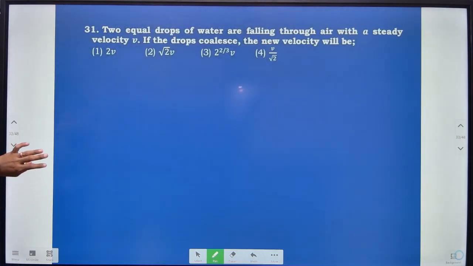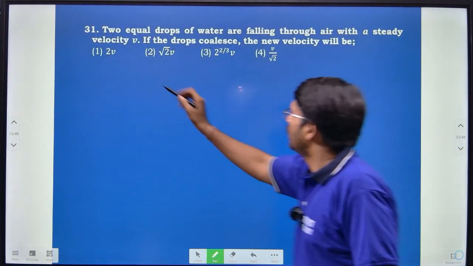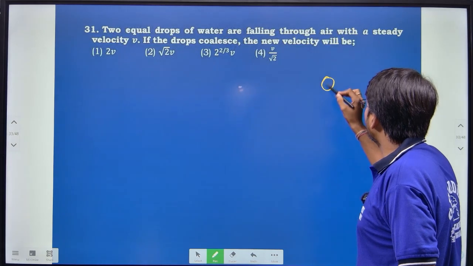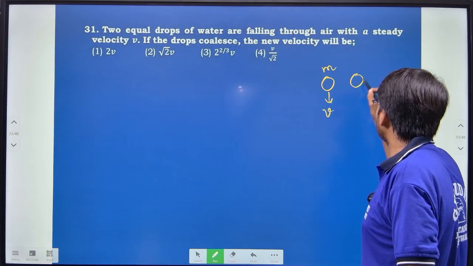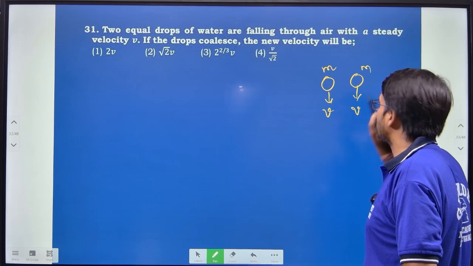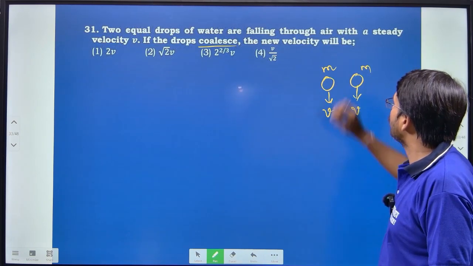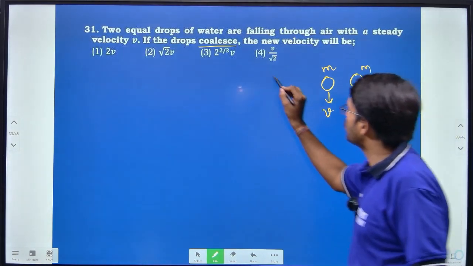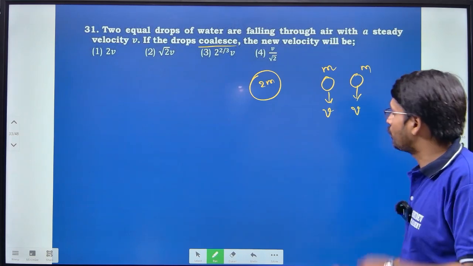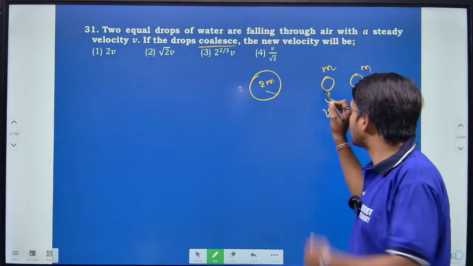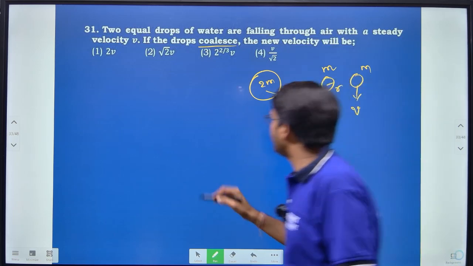Two equal drops of water are falling through air with a steady velocity v. I'll just write something like this. Here we have a mass m moving with the steady velocity v, and here we have another mass m moving with the steady velocity v. If the drops collide, the mass becomes 2m. If they combine in this fashion, what happens to the new radius? Let us say this is the old radius r. What will be the new radius?